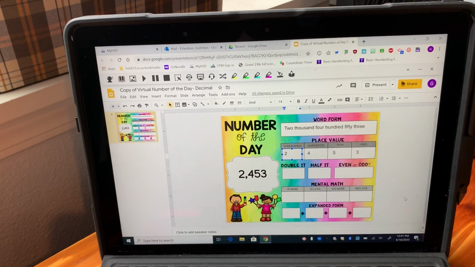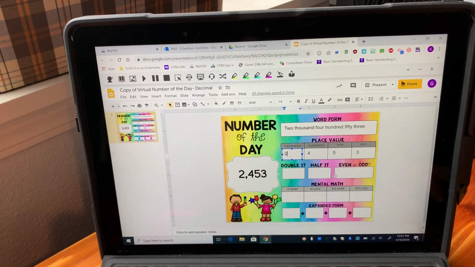All right, welcome back to our mini lesson on number of the day. Today's Wednesday. You should have practiced on your own document the word form and the place value. And then today I'm going to show you doubling and halving it.